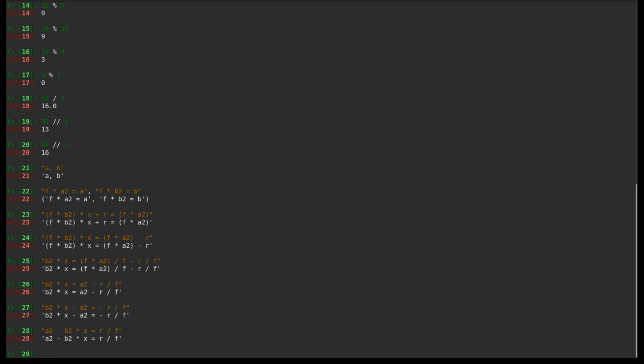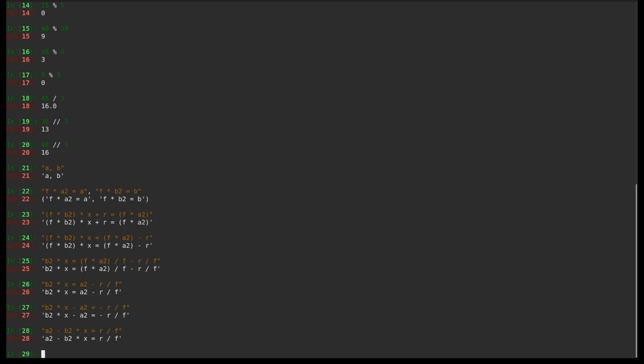So what we are saying here is that a2 minus b2 times x equals r divided by f. Well, a2 is an integer, b2 is an integer, x is an integer. a2 minus b2 times x must be an integer. That means r divided by f must be an integer. So that means when we find out what r is, we are coming up with a value that is also divisible by f.